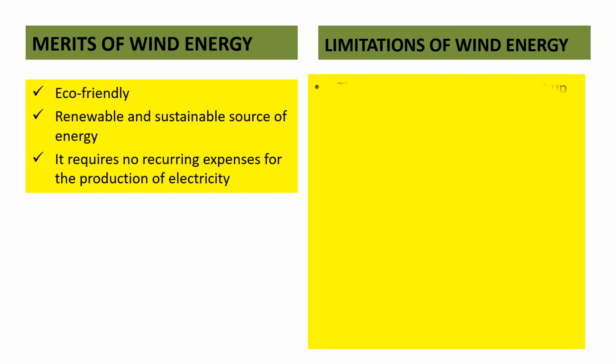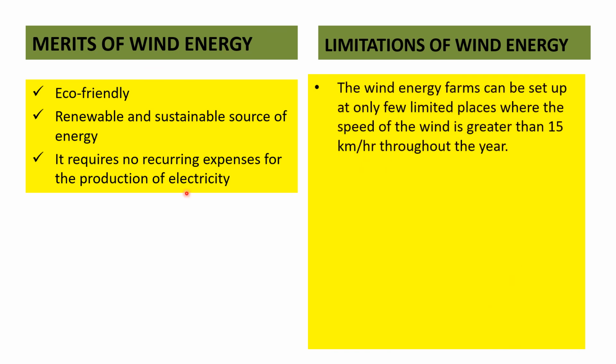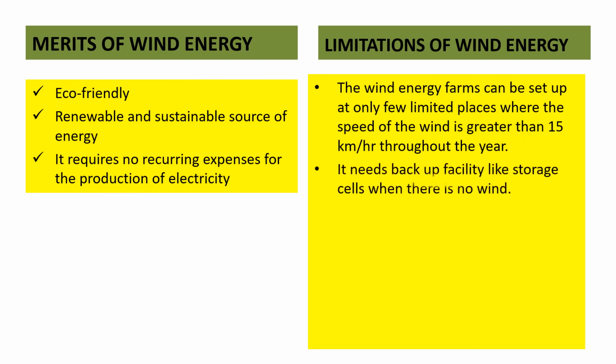What are the limitations of wind energy? The basic thing is this type of system will only work with a specific wind speed. If the wind speed is less than 15 km per hour, then that place is not suitable for generation of electricity from wind. So there must be a continuous flow of more than 15 km per hour throughout the year. Then only this wind energy farm can be set up.